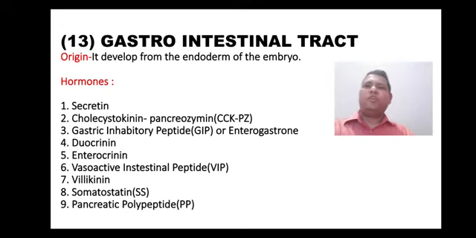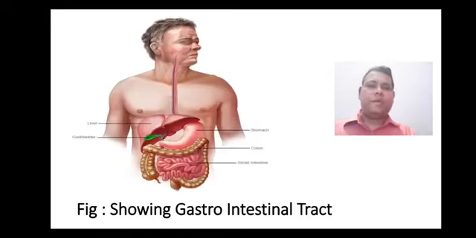Somatostatin, secreted by the delta cells of the islets of Langerhans of the pancreas, inhibits the secretion of glucagon by the alpha cells and insulin by the beta cells. Pancreatic polypeptide is secreted by the pancreatic polypeptide cells of the islets of Langerhans. It inhibits the release of pancreatic juice from the pancreas. This is showing the gastrointestinal tract.